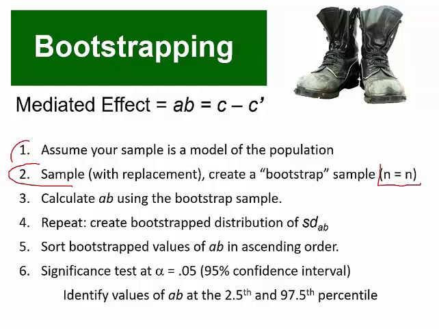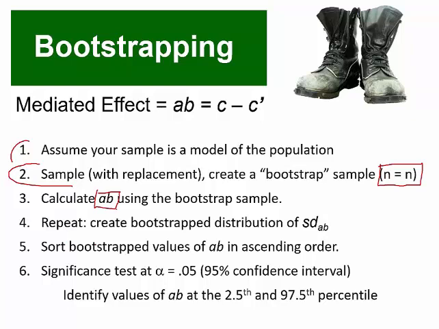So if I originally did a study with 100 people in it, I will tell the computer to draw from that population a sample with 100 cases, so that n equals n. The bootstrap sample should be the same sample size as the sample that I actually tested in my original study. So once the computer has drawn this bootstrap sample of 100 cases, the computer can then calculate that mediated pathway using the simulated bootstrap sample.